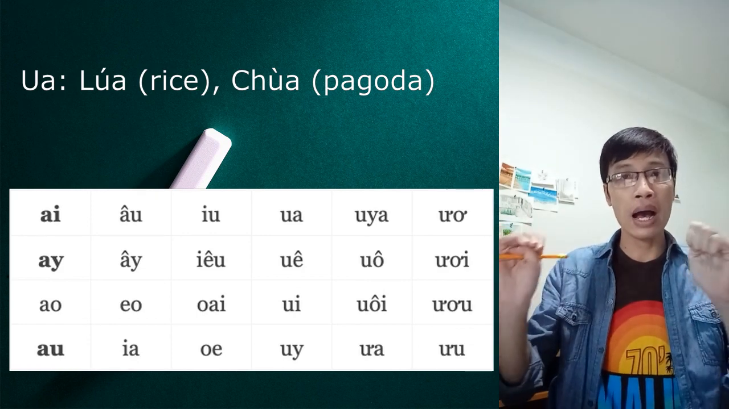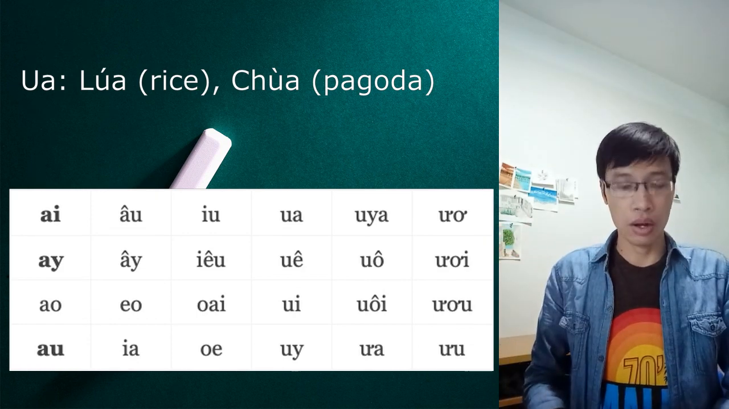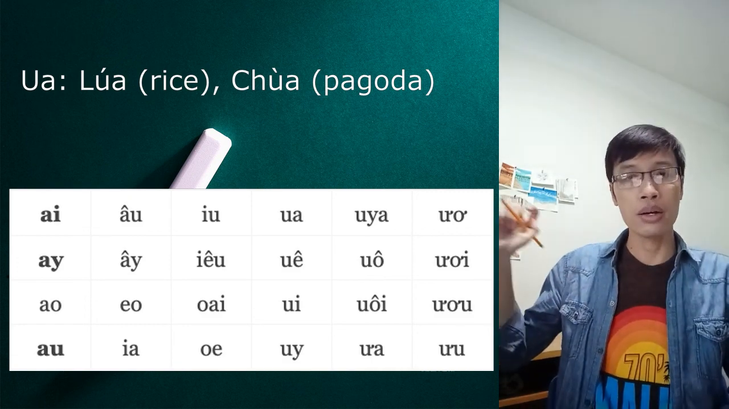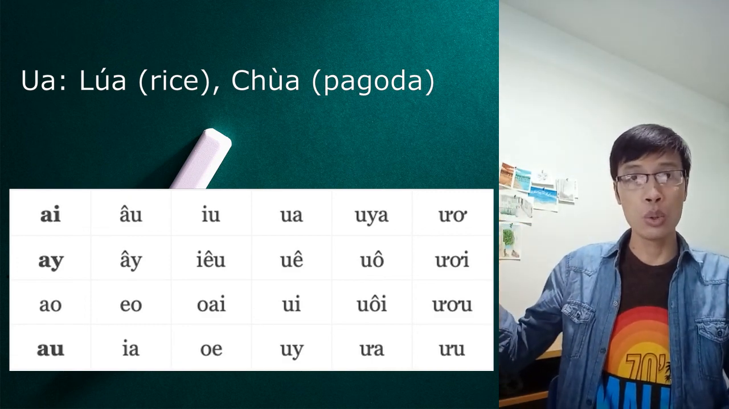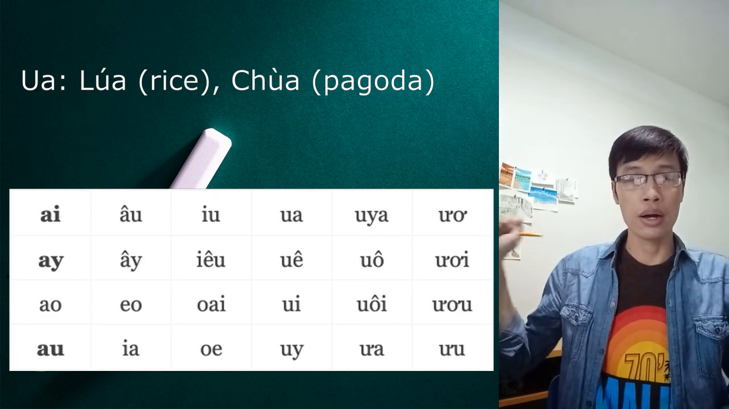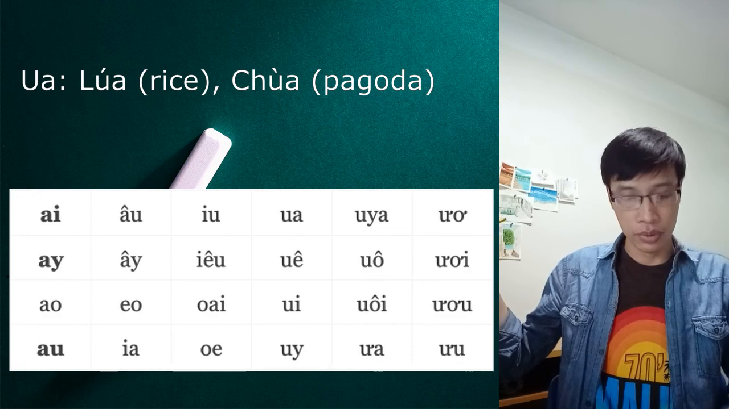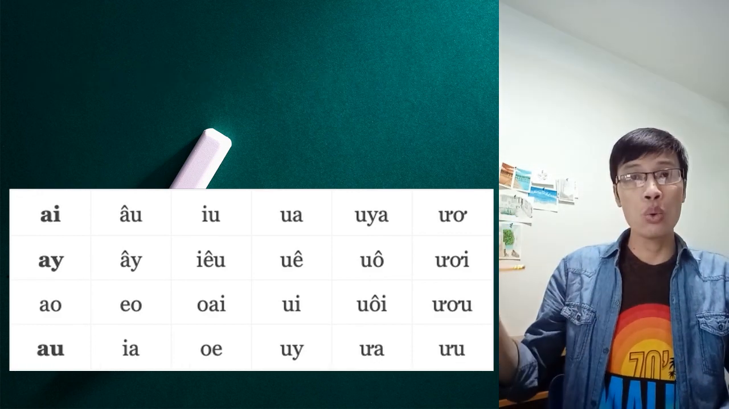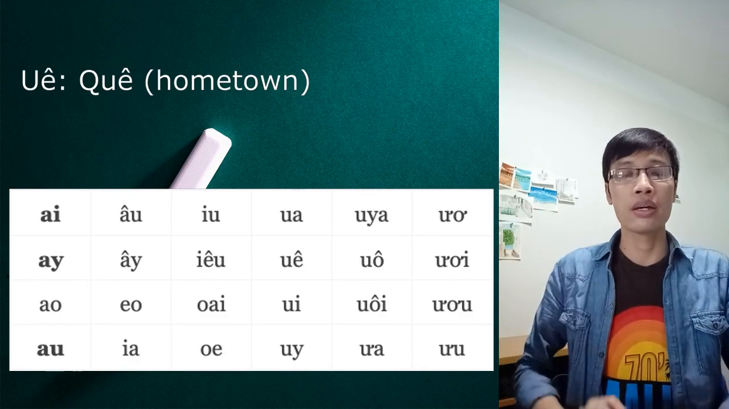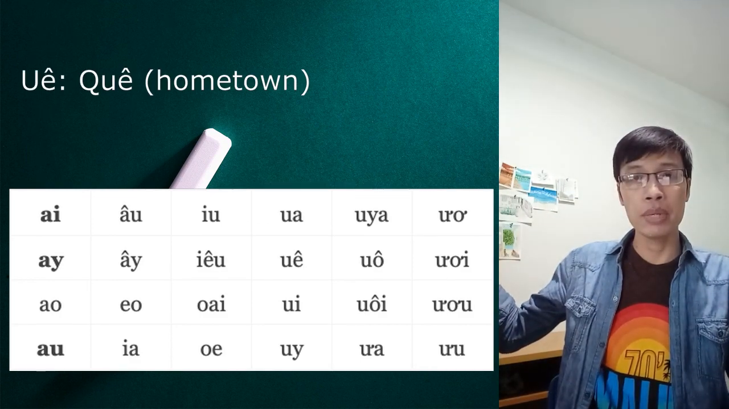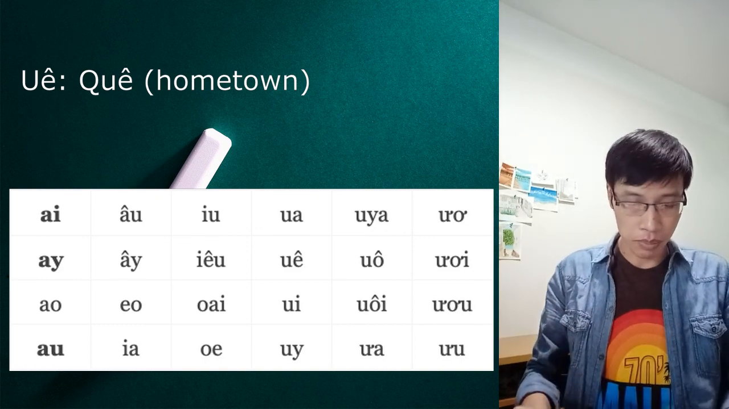Now next we will have letter U: ua. For example, lúa, rice. Lúa or chùa, it means pagoda, remember, chùa. We have uê. For example, quê, it means hometown, quê, very good job.